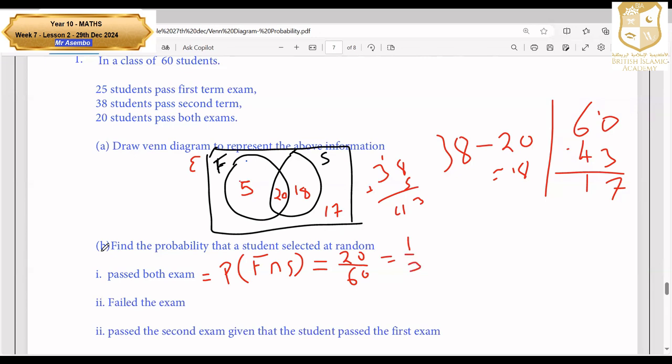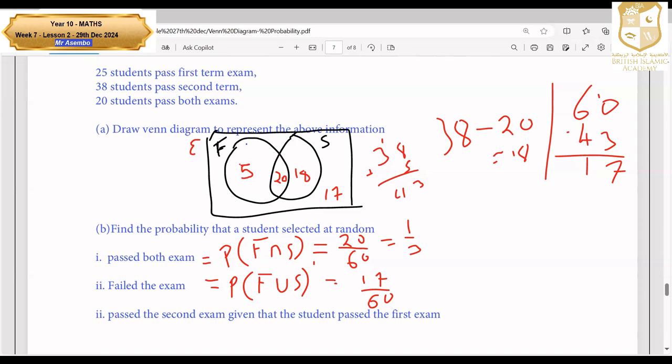Now the second one says the student has failed the exam. They are not in the first term or the second term exam. That means it's going to be the complement of F union S. They are not in either of these sets. So it's simply those 17 students out of 60. 17 out of 60 is the probability.